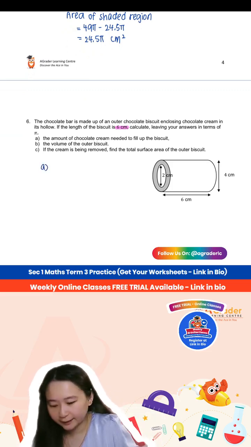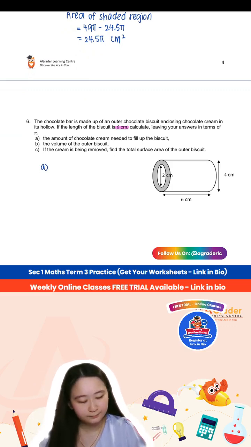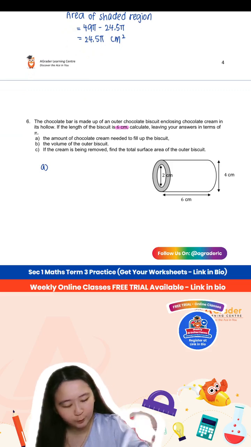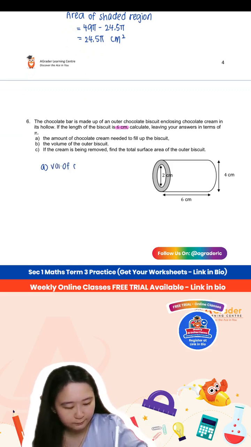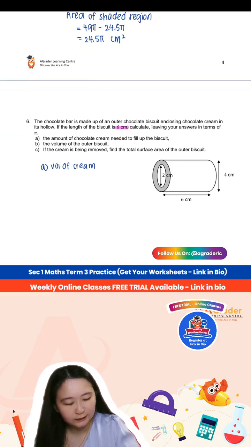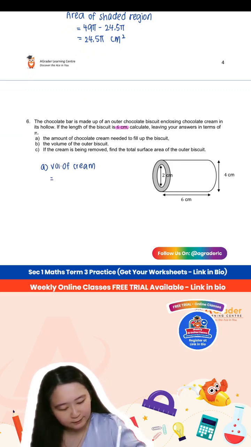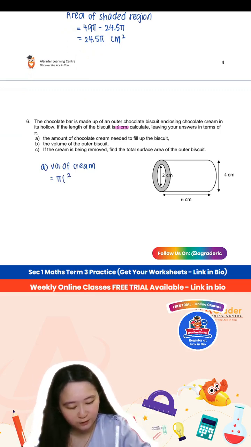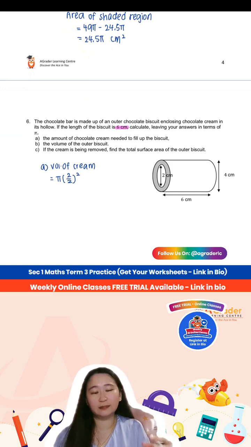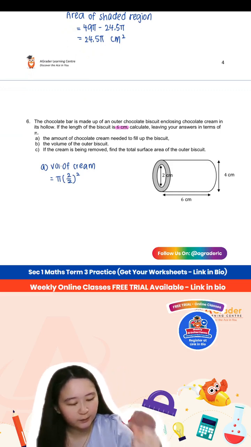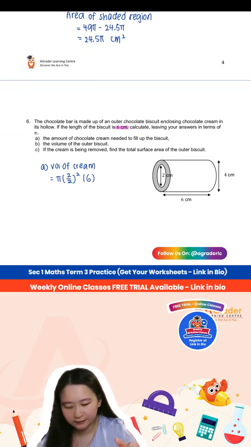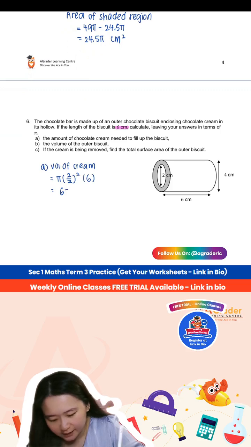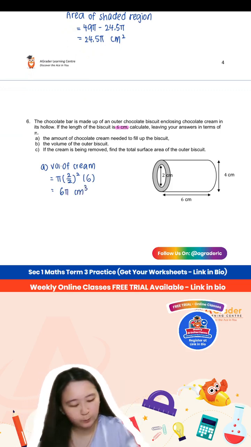Okay, so for part A, for the volume of cream, we have to find the volume of the hollow side. So we know the diameter is 2, which means the radius is 2 divided by 2, squared. The volume of a cylinder is base area times height. So we have the base area already, then times the height of 6, which will give us 6 pi cm cubed. So remember to leave your answer in terms of pi.